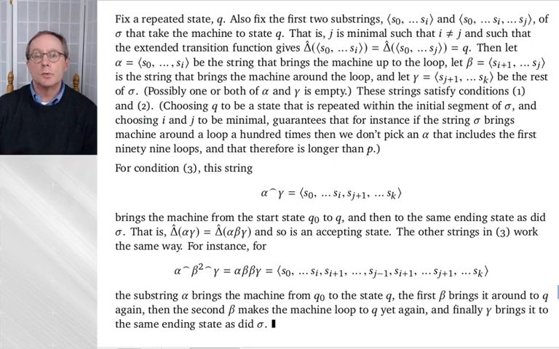So clearly conditions 1 and 2 are satisfied. For condition 3, the pumping part, alpha concatenated with gamma, that is to say leaving the beta out, brings you up to state Q, and then from state Q to the accepting state, and so you're accepting. Likewise, alpha concatenated with beta squared concatenated with gamma, this is the observation we made a minute ago: you go up to the state Q, around the loop once, around the loop another time, and then finally off to the accepting state. So the entire string gets accepted.